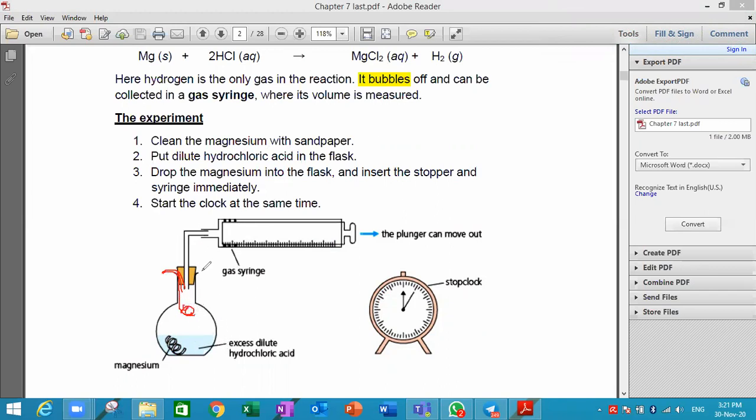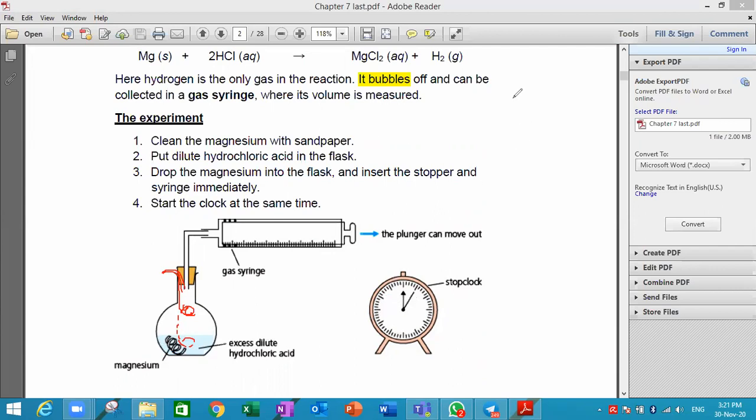Okay, and after we place the rubber band, and as we are completely ready to start our stopwatch, we are going to lower this wire so that the magnesium ribbon will be in contact with the HCl, and the reaction will start as soon as we are ready for the reaction.